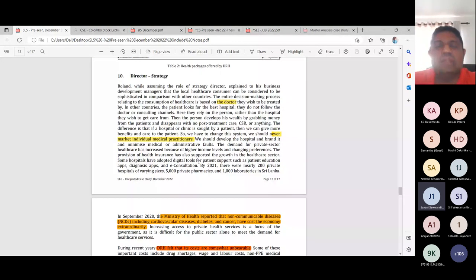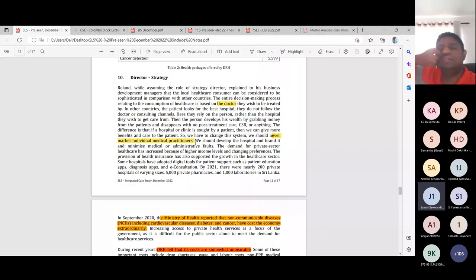Then director strategy. I will see what that is. The role while assuming the role of strategy director. What is the role given? See, interesting. This is Sun, no? This young guy became a strategy director.